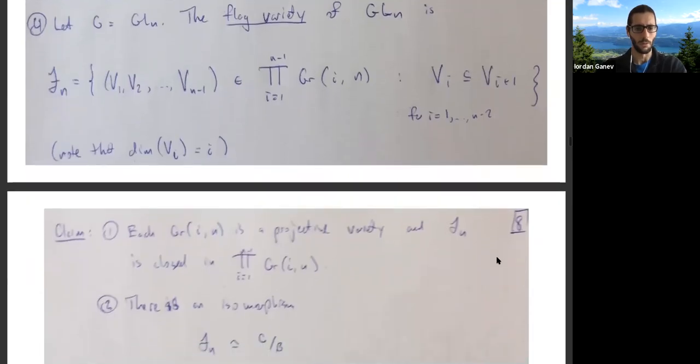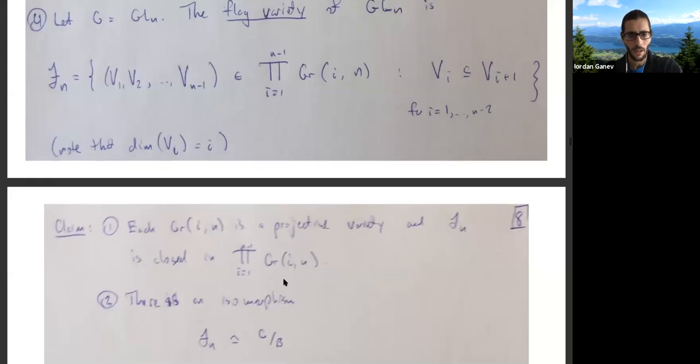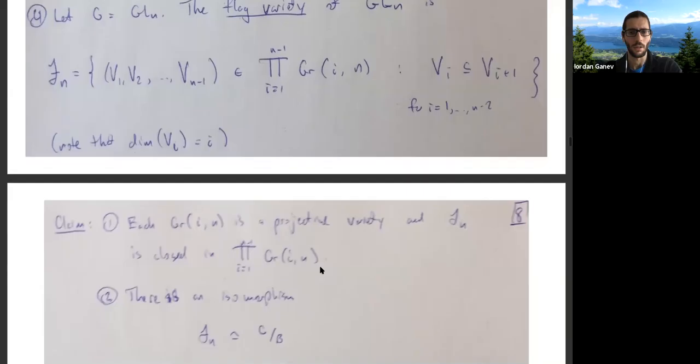This page turned out to be a bit blurry. Sorry about that. I think it's still readable though. One can check that each of these Grassmannians is a projective variety, and the flag variety is in fact closed in this product of projective varieties. This is a closed condition, and therefore this flag variety is a projective variety. That's some algebraic geometry. There's an exercise in the book that I'll assign that goes through that with some hints. So that's the first part.